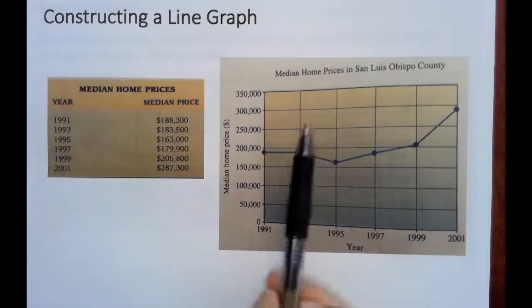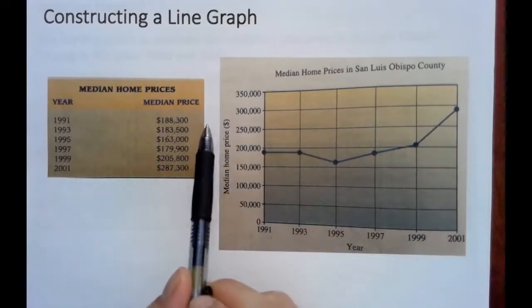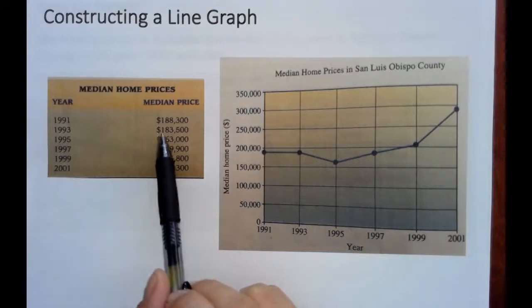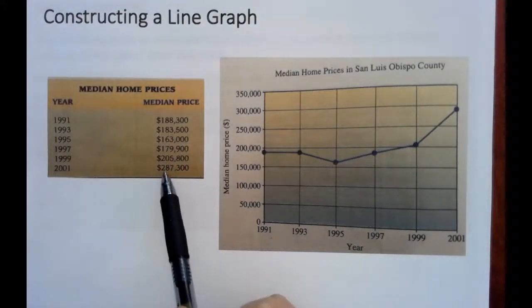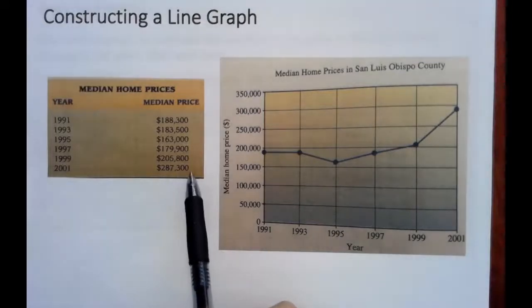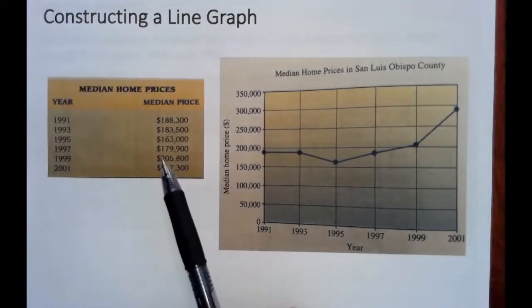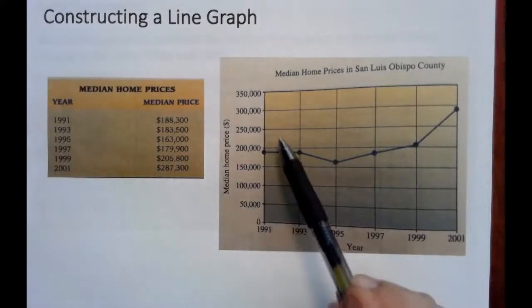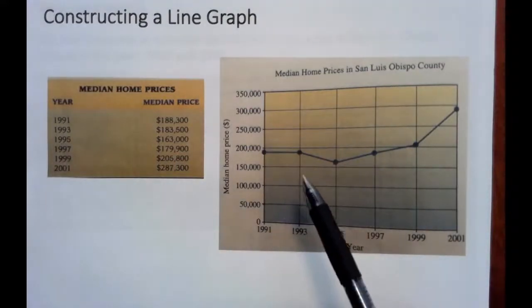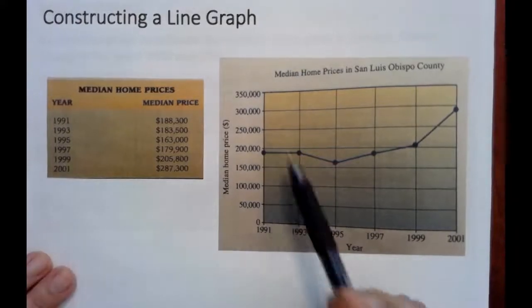Okay, fine. One thing that you can look at is your data. Here, my lowest price is 163,000, and the highest is about 287,000. So you could either do every 100,000 or every 50,000. Every 50,000 will help you draw the graph a little bit more accurately. So we went ahead and did that.